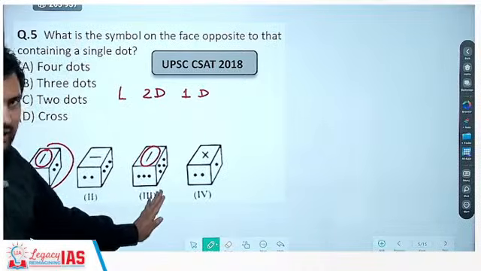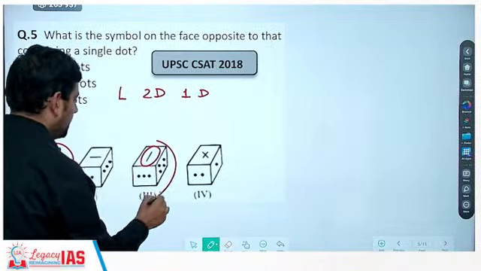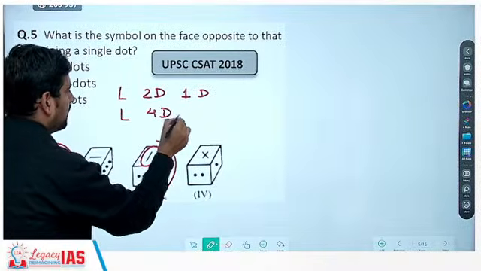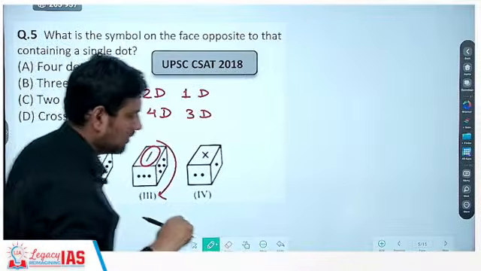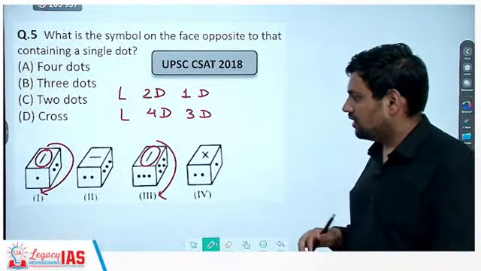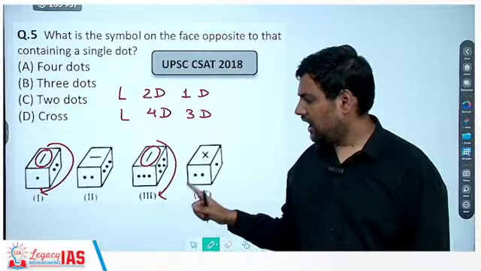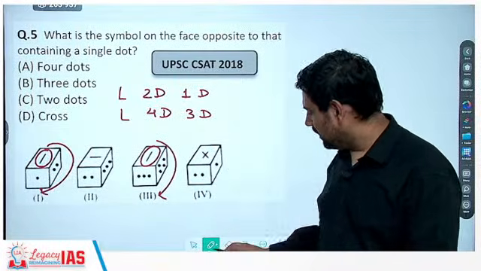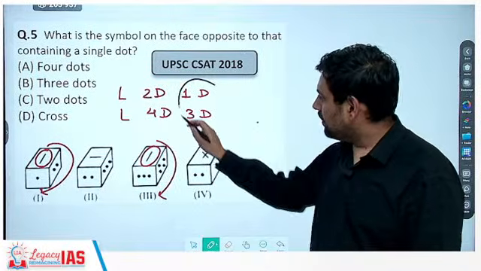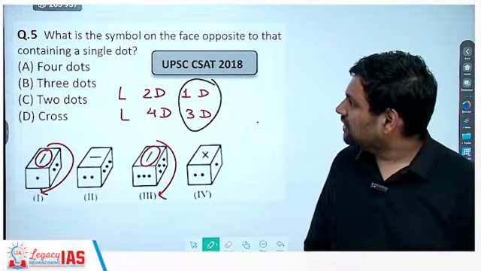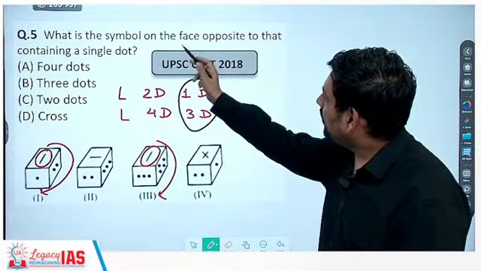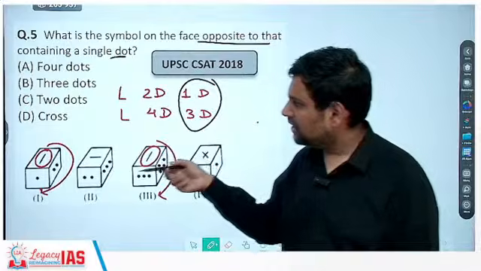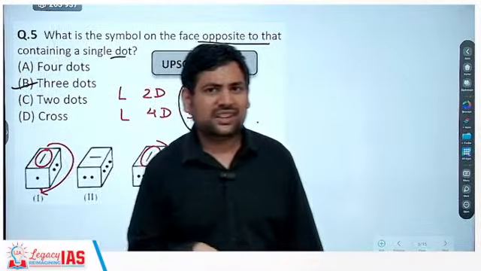Now similarly, I start here. I start writing like this. So it becomes line, then 4 dot, then 3 dot. Correct? This is it. So 1 and 3. Now which is opposite to what? Very clearly you can see that 1 dot is opposite to 3 dot. The question is what is the face opposite to that of the single dot? So against single dot, what do you have? 3 dots. So the answer becomes B, that is 3 dot.